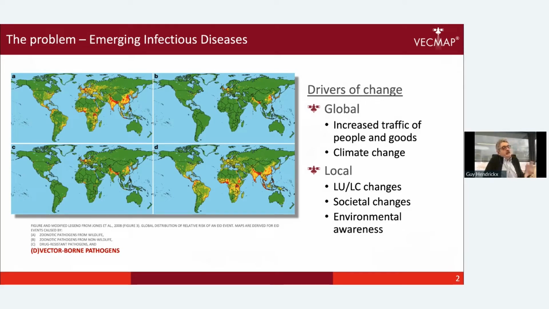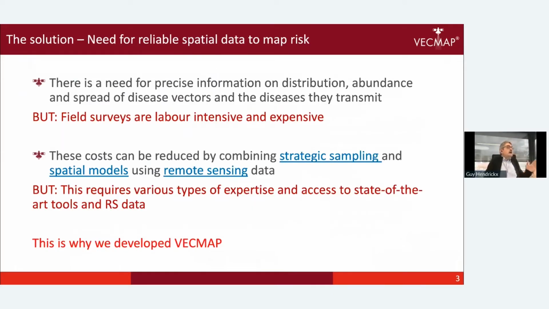And then, of course, you have a set of local drivers. These are mainly focused on societal changes, which also induce land use and land cover changes and environmental awareness. Now, given these emerging issues, the need for precise information on distribution, abundance, and spread of the vectors involved with vector-borne diseases and the diseases they transmit increases a lot. So we need a lot more information on how they are distributed and how they can be quantified.